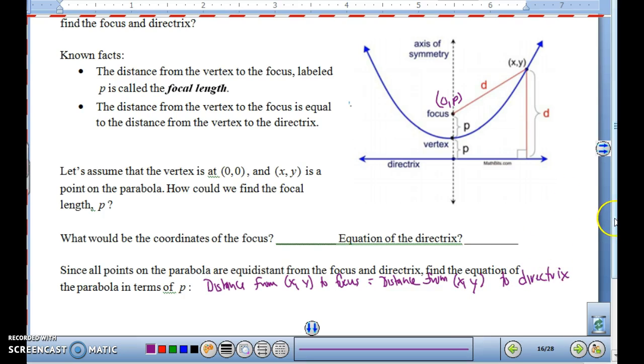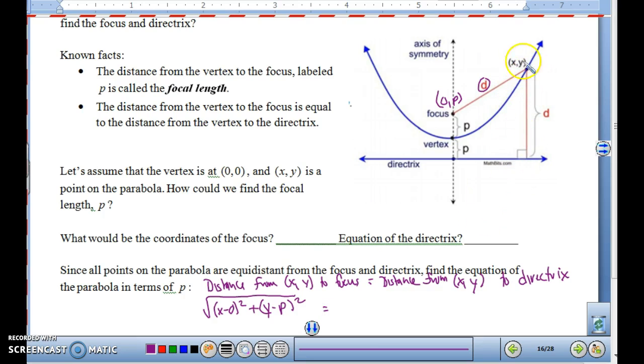So using what we did yesterday, we can use the distance formula. All right, so the distance formula from here to here is the square root of delta x, the difference between the x's, x minus 0 quantity squared, plus y minus p quantity squared. That would be the distance from the focus. That would be this d right here. That's going to equal the distance here.